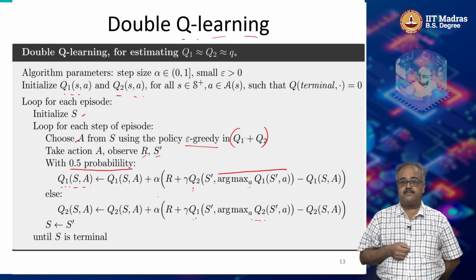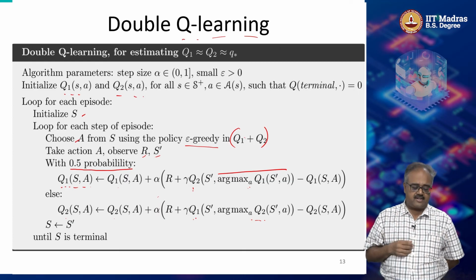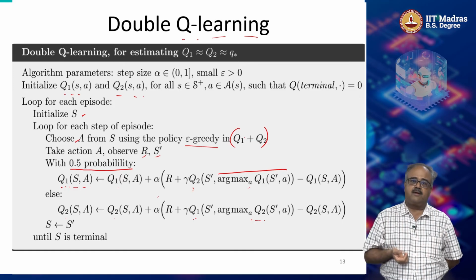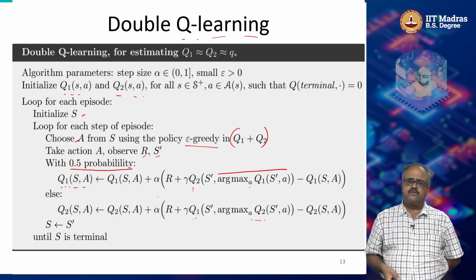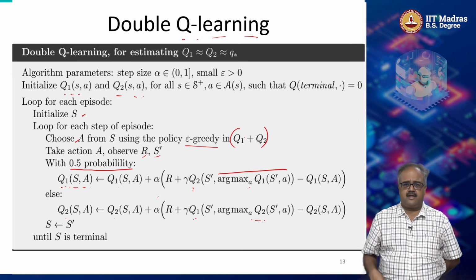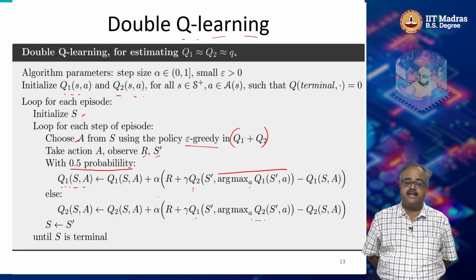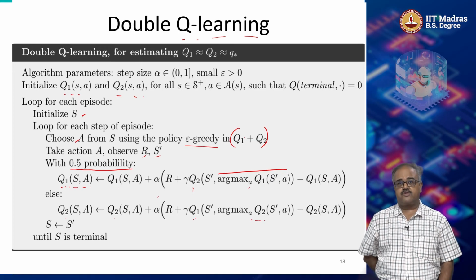Q star eventually, both Q1 and Q2 will converge to Q star, and you can choose action epsilon greedily from the sum of Q1 plus Q2, or you can choose it just from Q1 or just from Q2. We do not care, it is all fine, but in either case it will all converge to Q star.